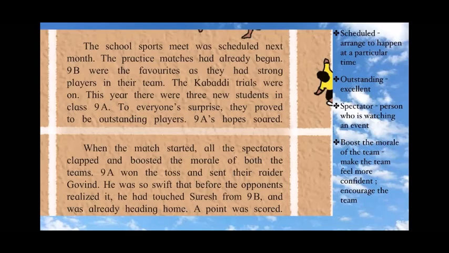Govind went to the opponent's side. He touched Suresh, who was from 9B, and he came back to his team, and therefore 9A scored 1 point.